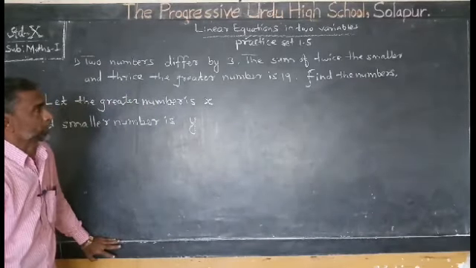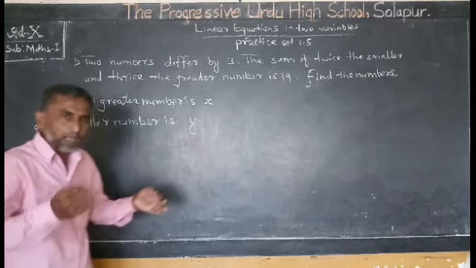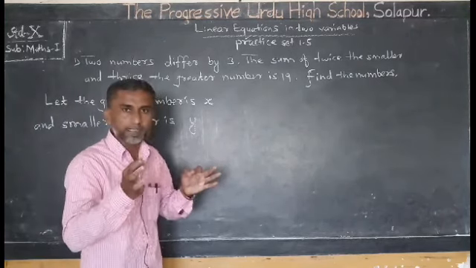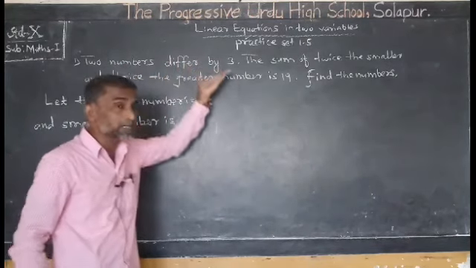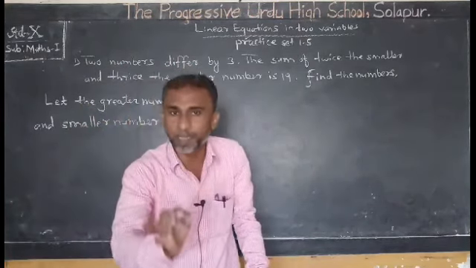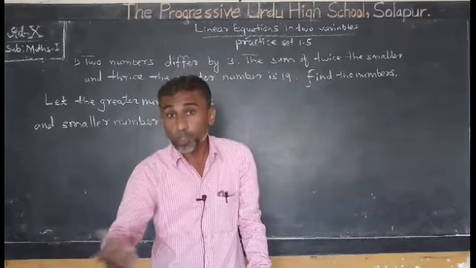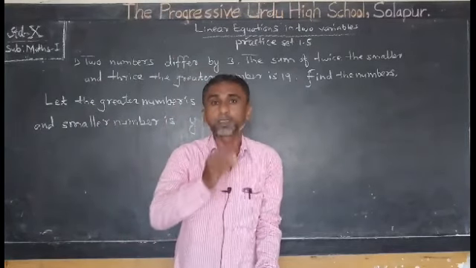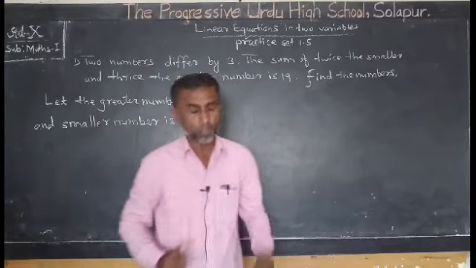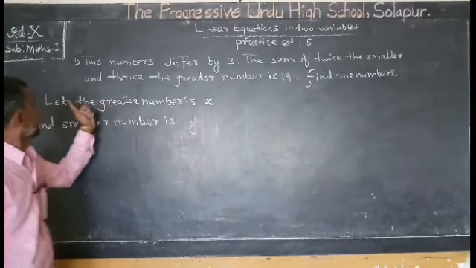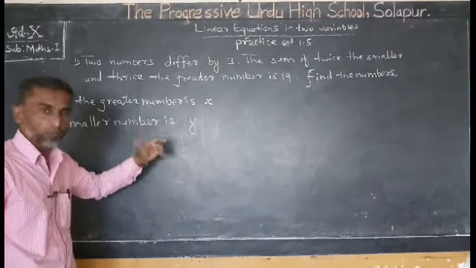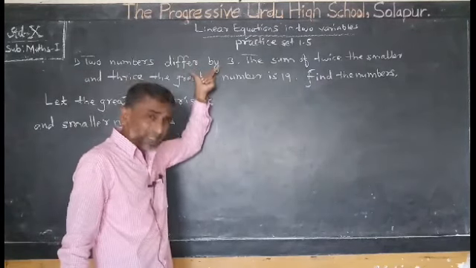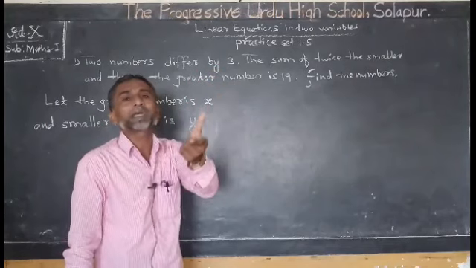Two numbers differ by 3. Read the sentence carefully. Two numbers differ by 3 means definitely one will be greater, the other will be smaller. So we should consider the greater number and the smaller one. Let the greater number be x and the smaller number be y.